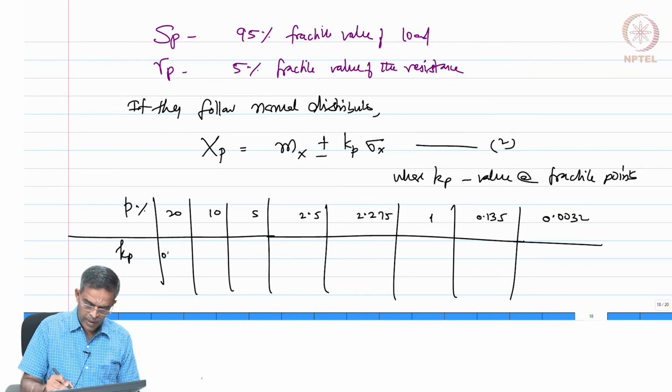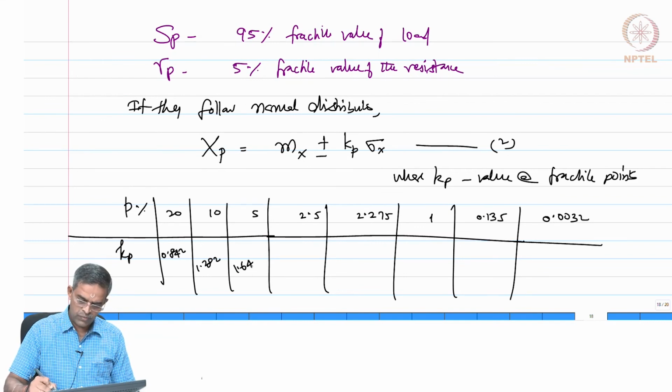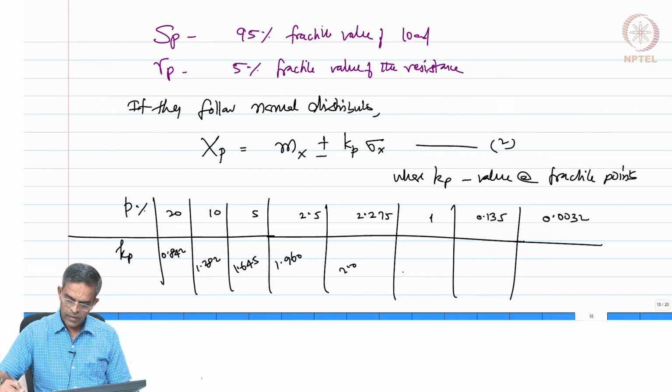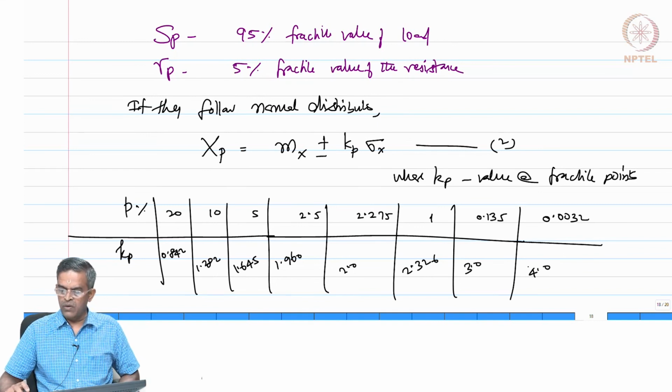Kp values: 0.842, 1.282, 1.645, 1.960, 2.0, 2.326, 3.0 and 4.0. These are the fractile values at these points.